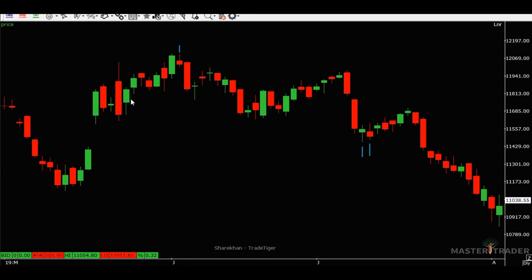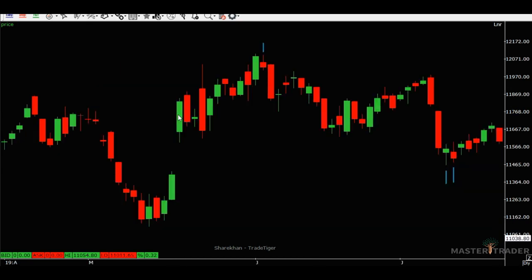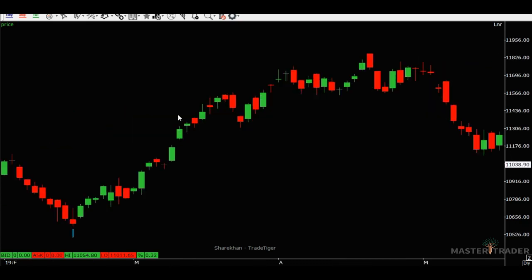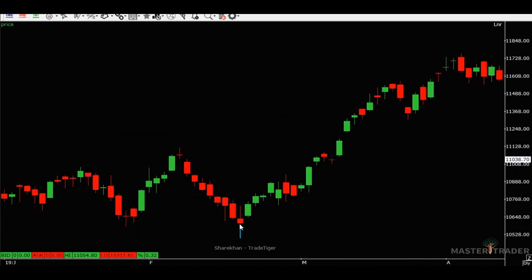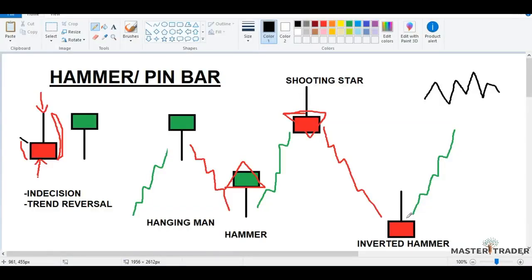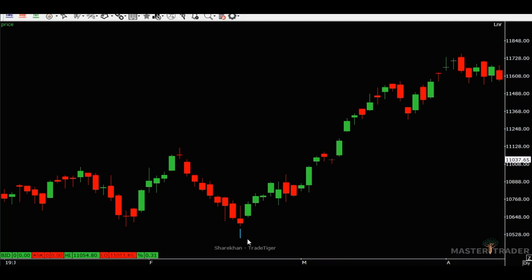Okay, now here we're in a nice uptrend, and you get this inverted hammer or shooting star, and you can see the reversal after that. Okay, you can see this one as well. Price is coming down nicely in a nice downtrend, and then you get this inverted hammer. So good reversal signal, and you can see how price reversed after that.